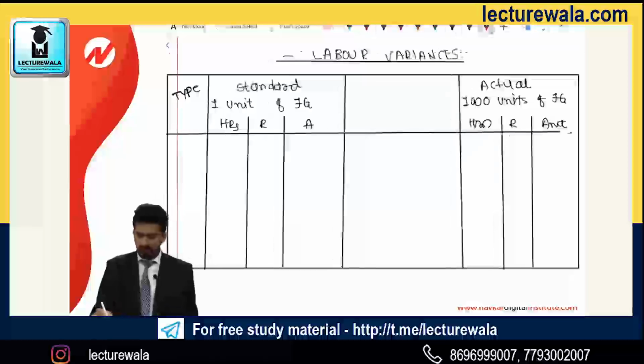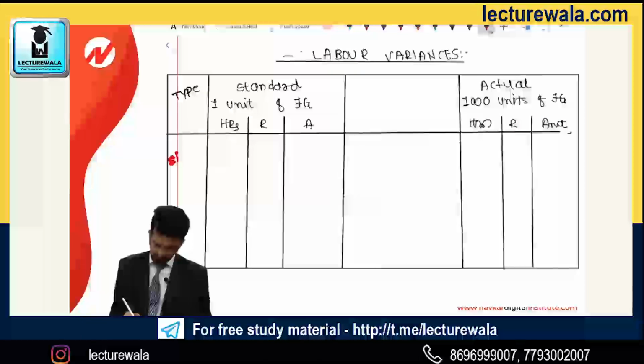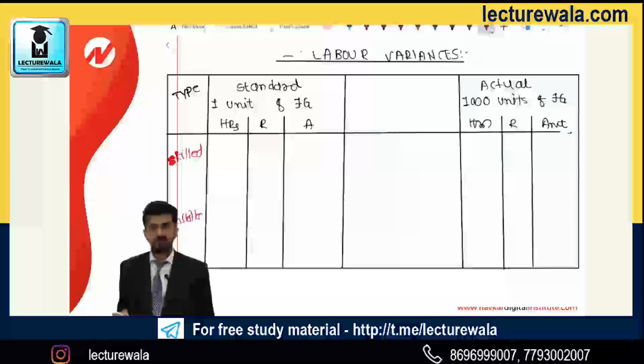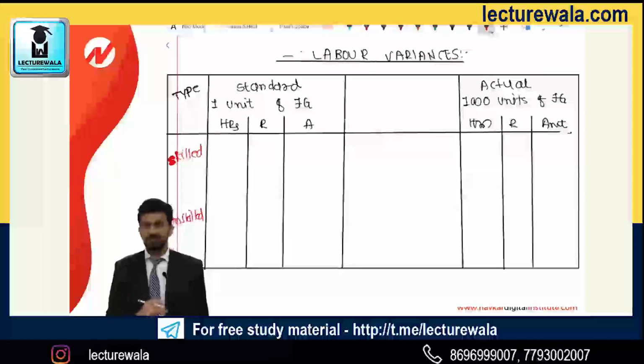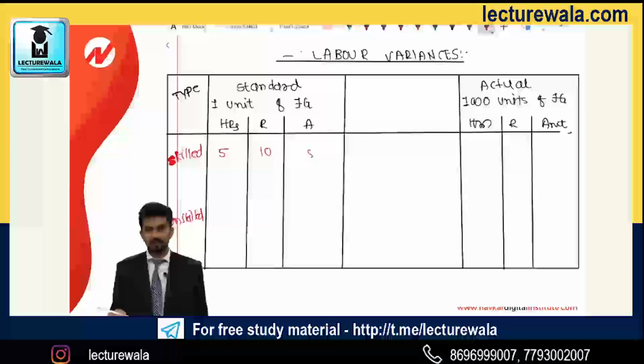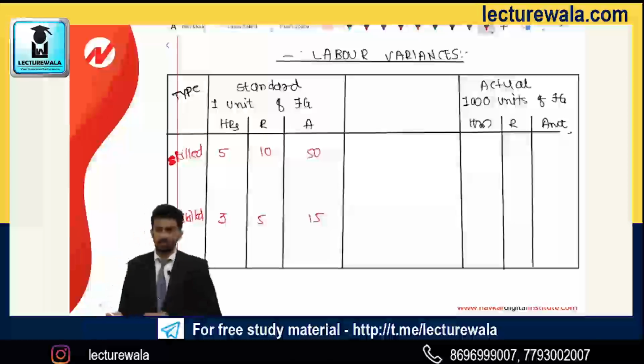Now suppose that there are two types of workers working in my factory. One is skilled and second is unskilled. Now I know that whenever 1 unit of finished goods gets produced, my skilled worker has to work for 5 hours, and they are paid at the rate 10, so it costs me rupees 50. And my unskilled worker has to work 3 hours, and I pay them at the rate 5, so 15 is what my labor cost is.